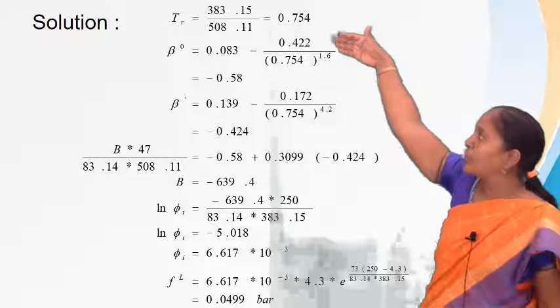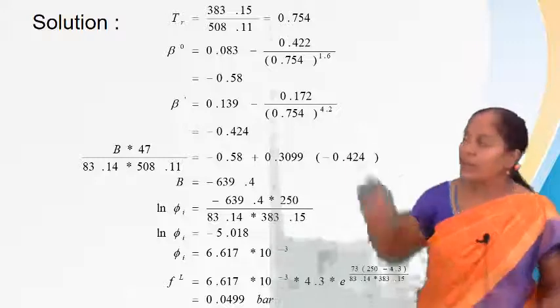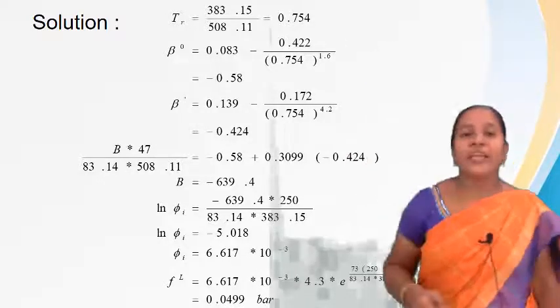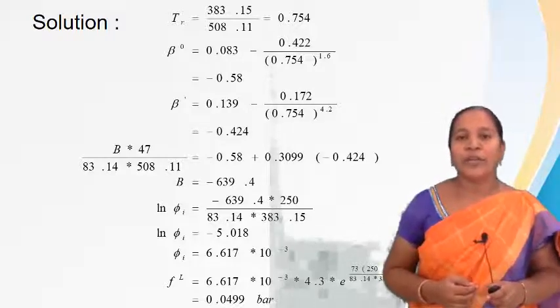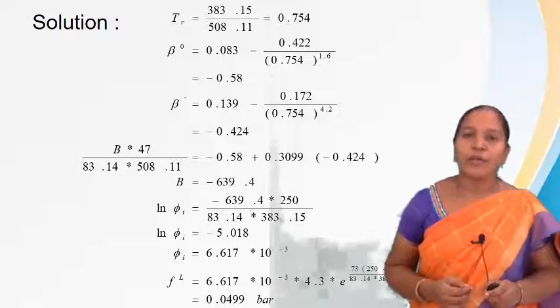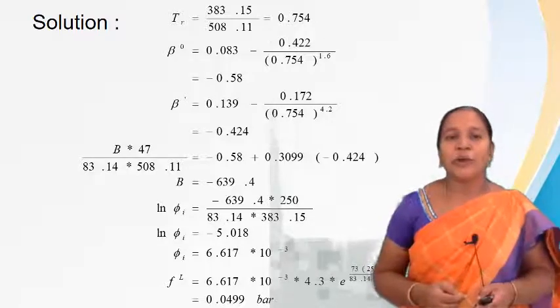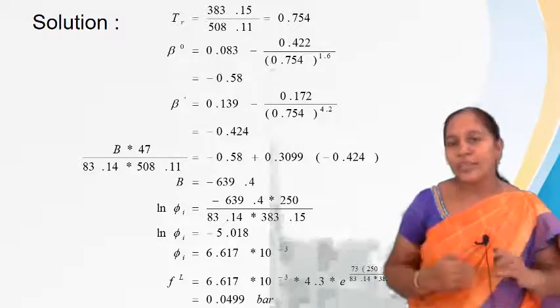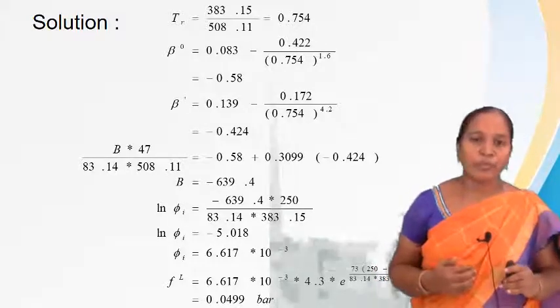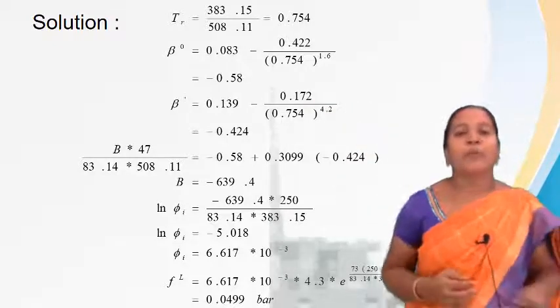Now coming to the solution. Here Tr is equal to 383.15 divided by 508.11, that is equal to 0.754. Beta naught is equal to 0.083 minus 0.422 divided by 0.754 power 1.6. After simplification, beta naught is equal to minus 0.58. Beta dash is equal to 0.139 minus 0.172 divided by 0.754 power 4.2. After simplification, beta dash is equal to minus 0.424.